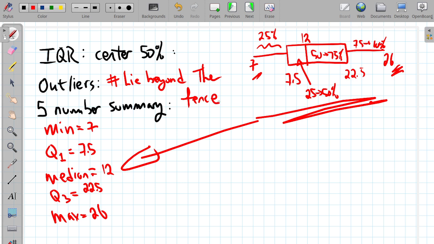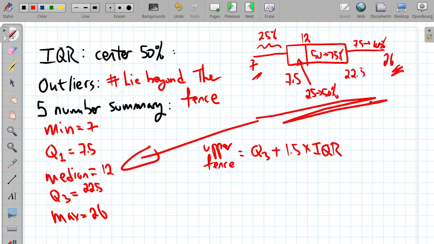And how do you calculate the fence? Well, that's easy. The upper fence is simply Q3 plus 1.5 times the interquartile range.